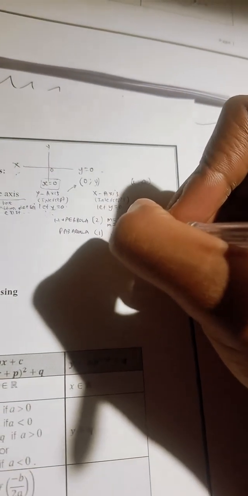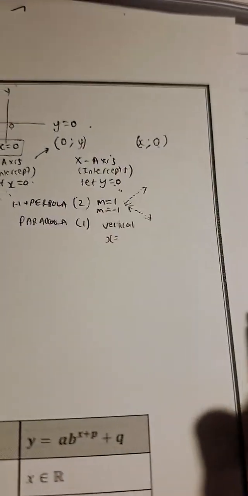Then a parabola also possesses an axis of symmetry. There's only one. It is vertical and it has the equation x is equal to. That x is equal to is actually, guys, the x coordinate of the turning point. So that x value, or the equation of the axis of symmetry, which is vertical, is x is equal to whatever the x coordinate of your turning point is.